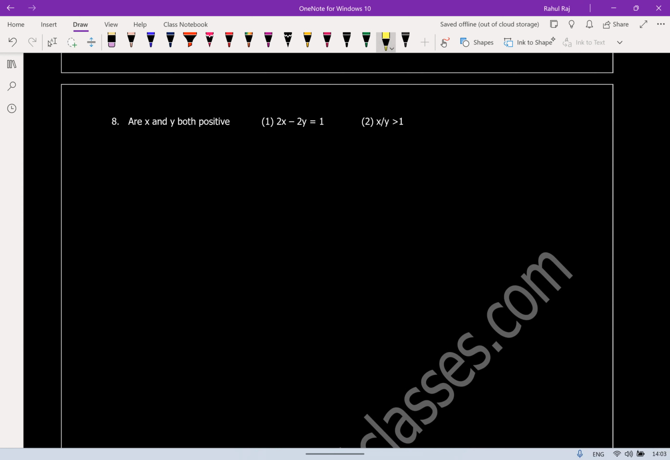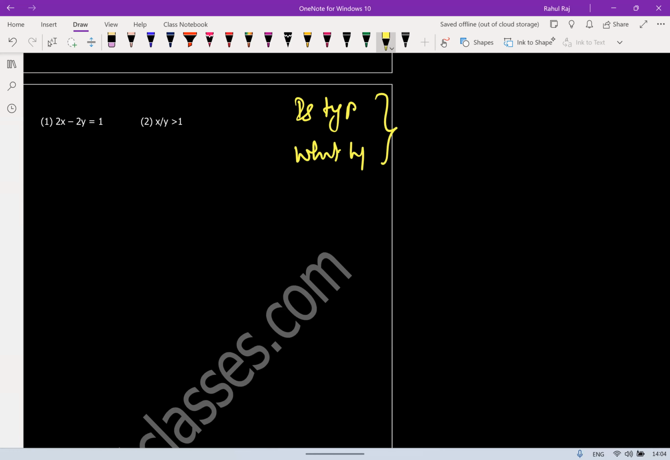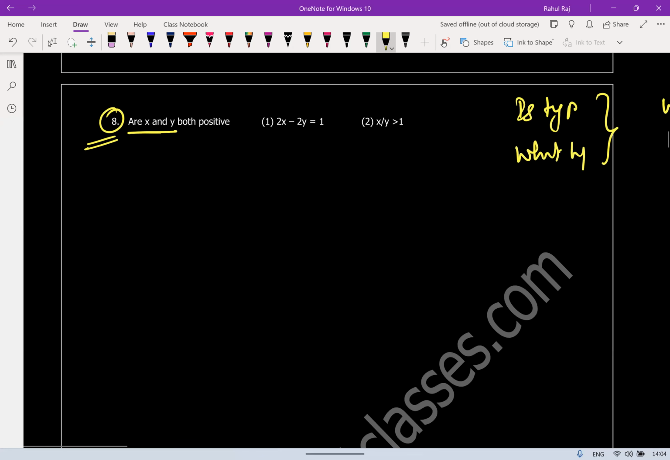That this is a DS type of question, and there is no information given to you in the question. So two things before you solve any question should be very clear to you: whether it's a DS type or what type, and what structure of the question this is. What structure means is whether it's a direct question or there is some information given to you in the question.